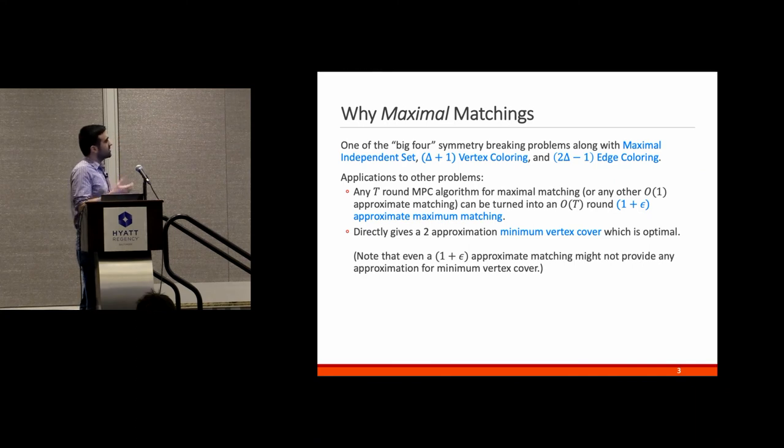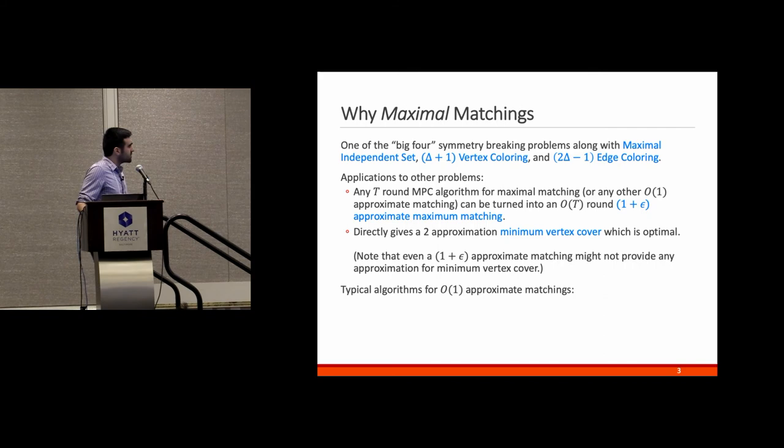And it also gives a two approximation of minimum vertex cover, which is optimal under the unique games conjecture, if we restrict our machines to run polynomial time algorithms. And note that this does not hold even for 1 plus epsilon approximate maximum matchings. If you have a 1 plus epsilon approximate maximum matching, you don't necessarily have a good approximation of minimum vertex cover. So the maximality property is important.